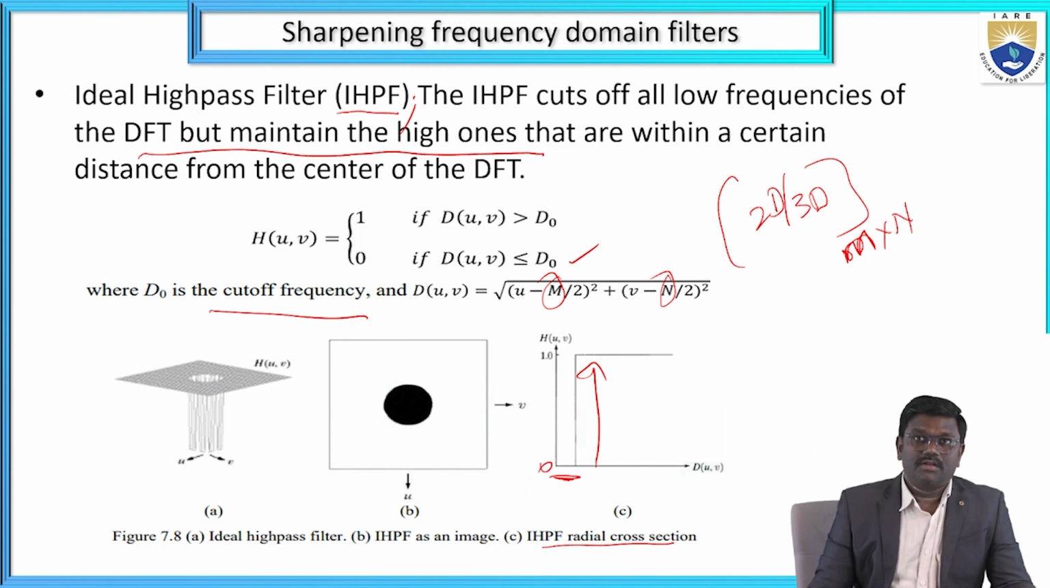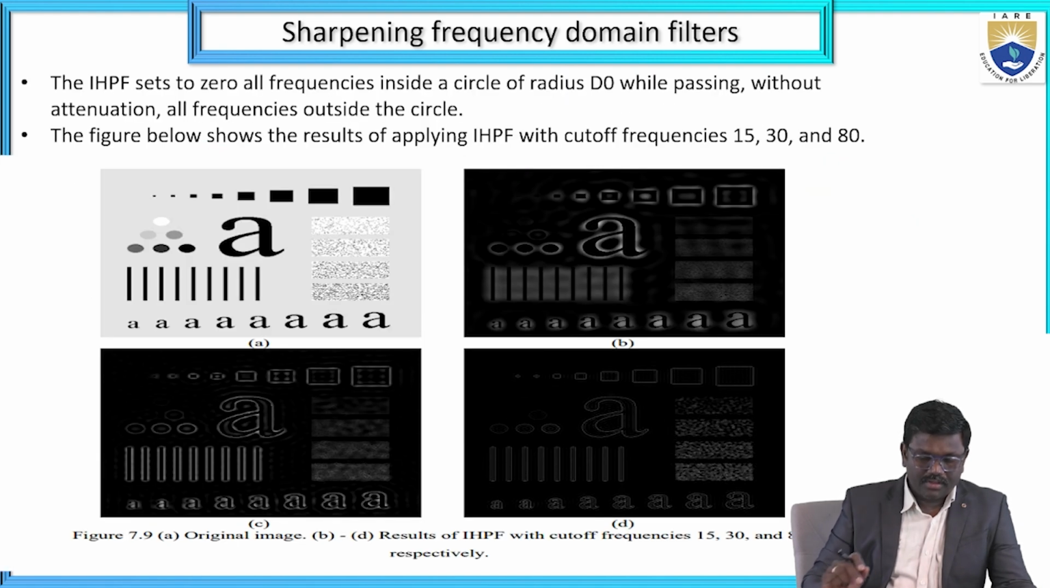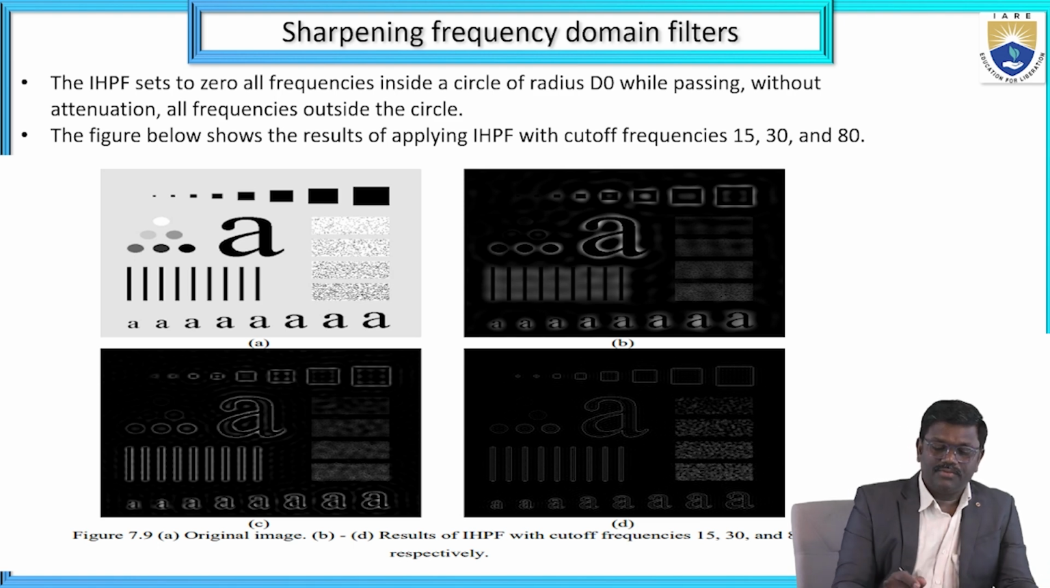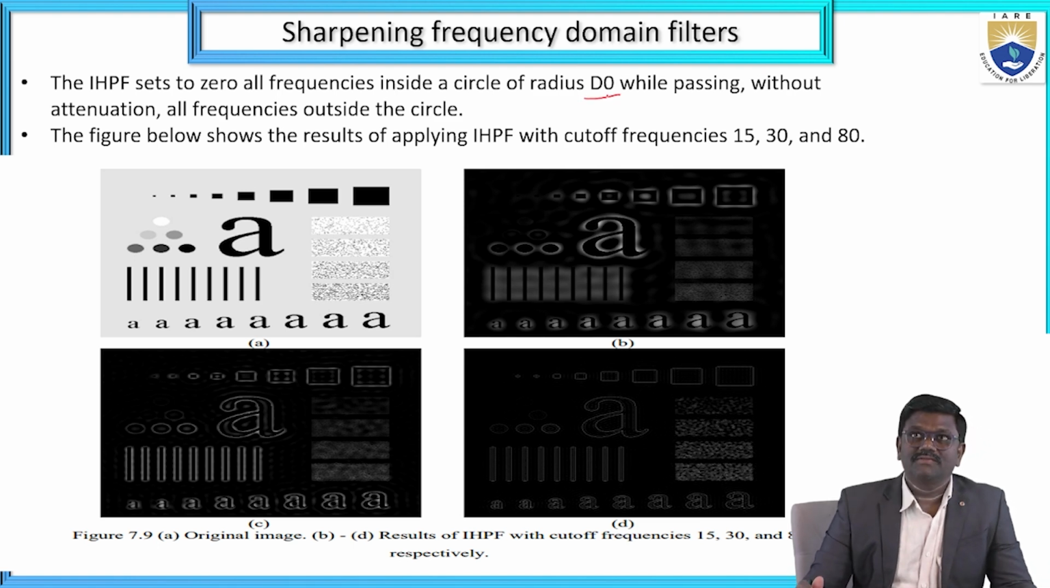Okay, so in terms of your required manner, which can be achieved. Coming to sharpening frequency domain filters, we are keeping on the ideal high pass filter, which sets to 0 all frequencies inside a circle of radius D naught, the cutoff frequency value, while passing without attenuation all frequencies outside the circle only.